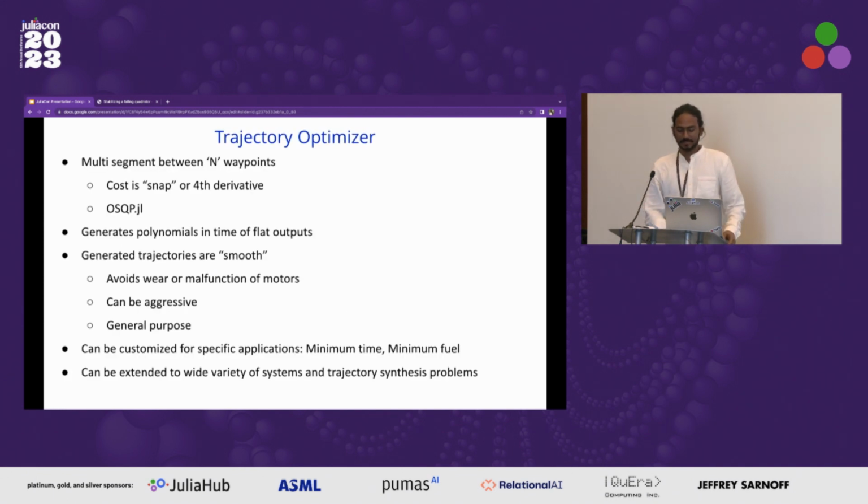So the next piece of the puzzle is the trajectory optimizer. The optimizer is multi-segment between n waypoints. The cost to optimize is the snap, or the fourth order derivative of the position, to ensure a smooth trajectory. It uses OSQP.jl to solve the resulting optimization problem to generate polynomials in time of the flat output of the differentially flat quadrotor system. The generated trajectories are smooth, which avoids the wear and malfunction of motors.